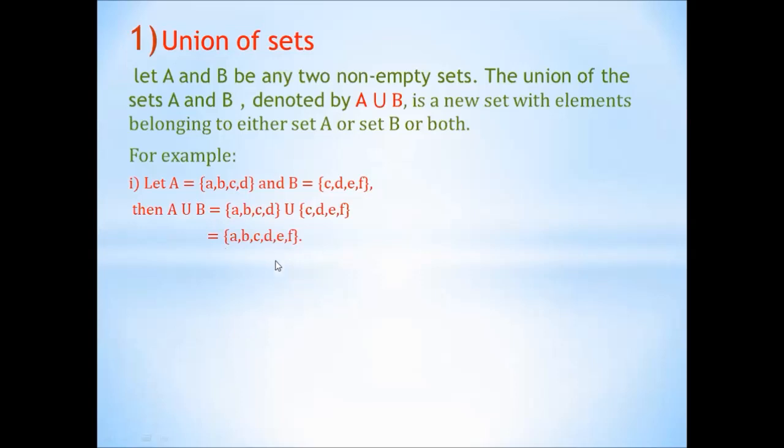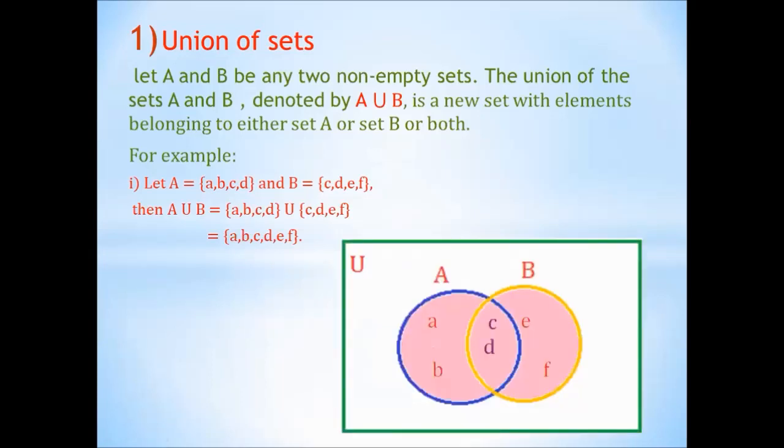We already discussed how to place the elements in a Venn diagram. Similarly, how do we represent the union of sets in a Venn diagram? You can see on the screen. We have already discussed how to place the elements of A and B: the intersection part c, d, the remaining elements of A you will write here, the remaining elements of B you will write here, and this shaded part represents A union B.